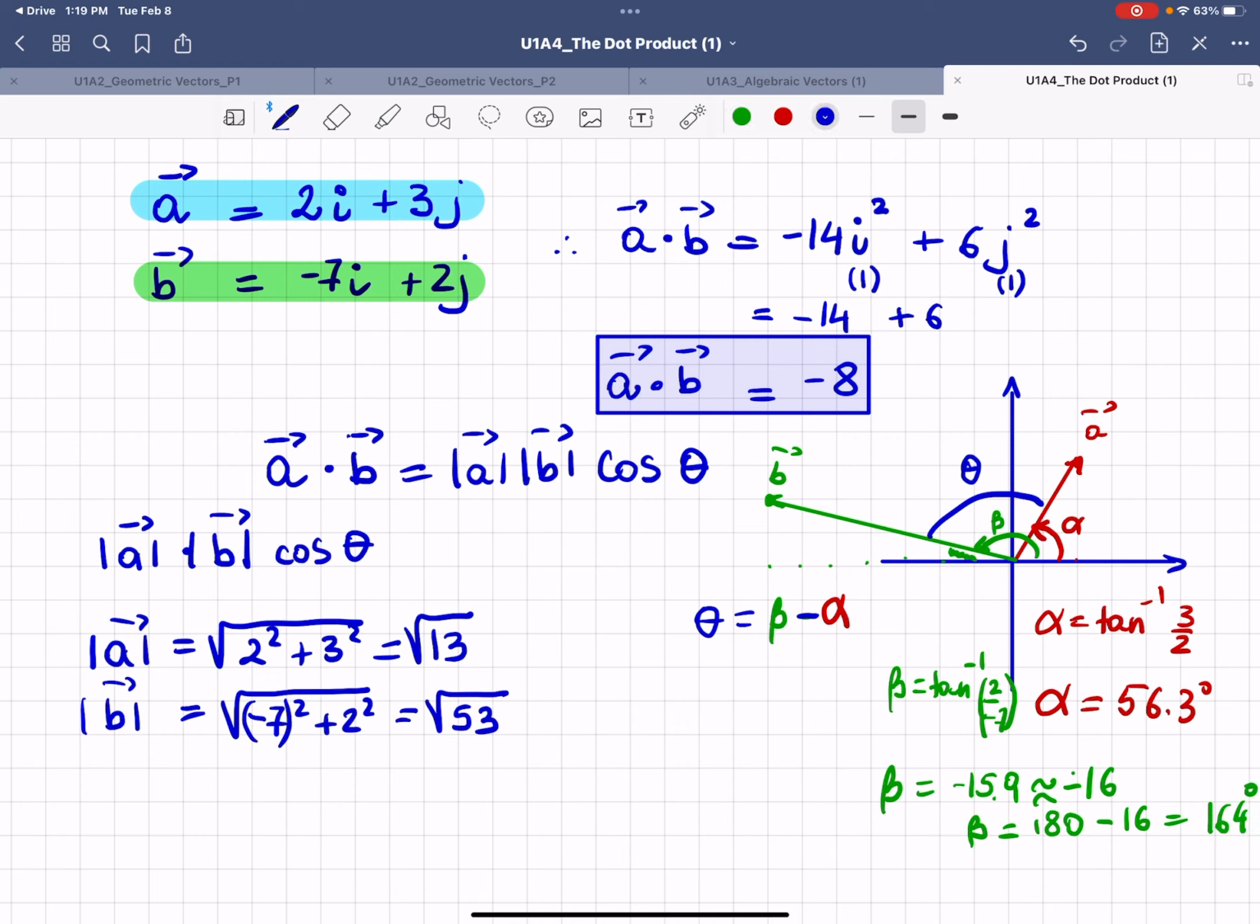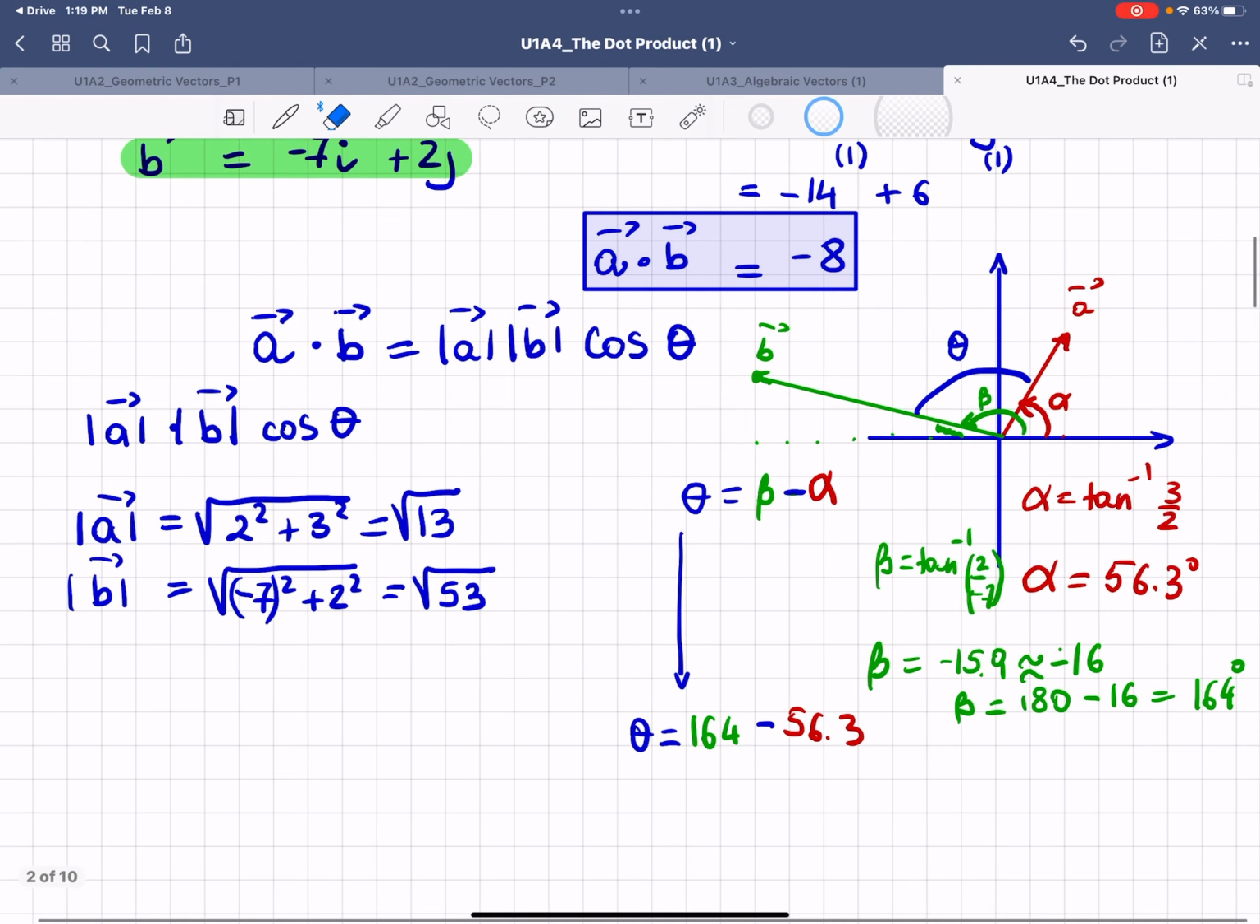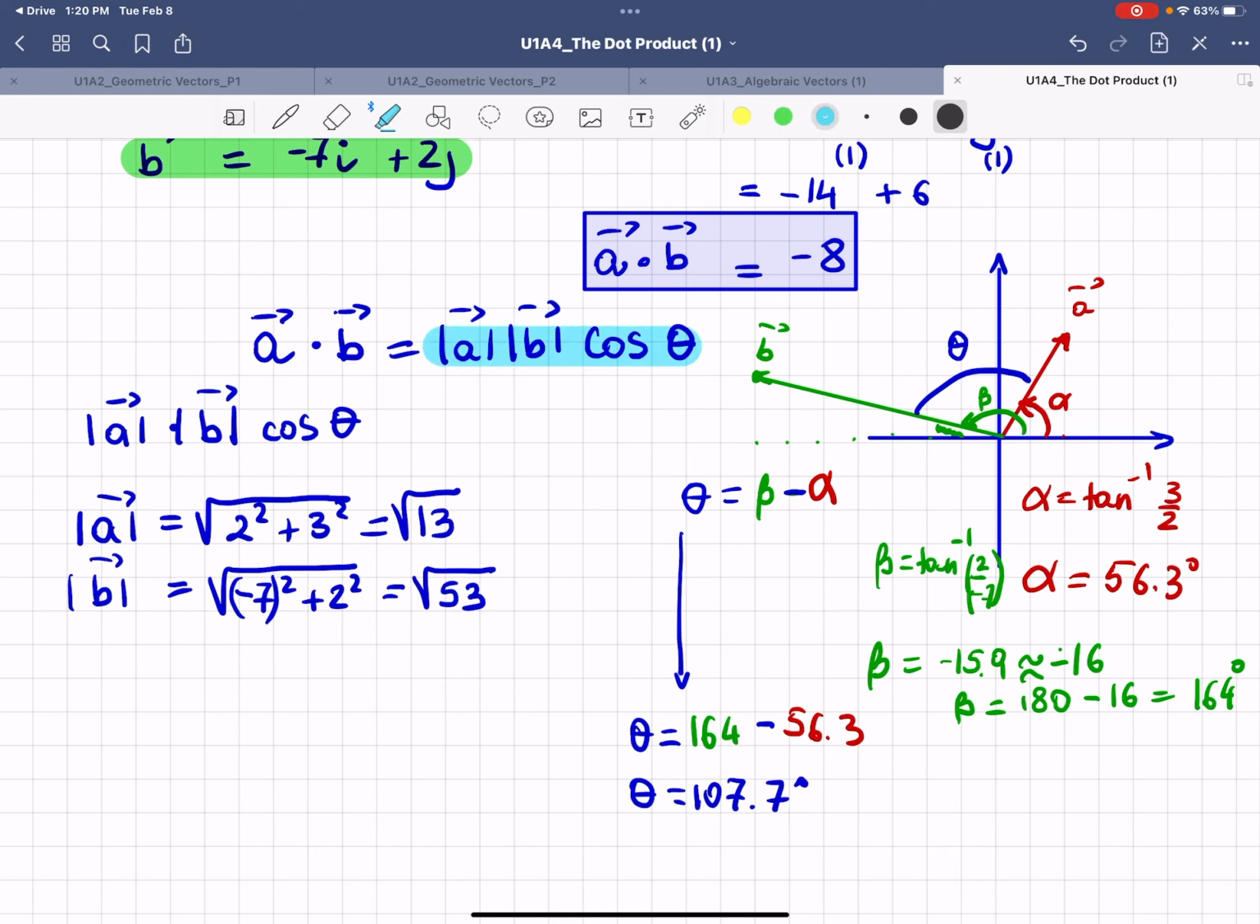So angle theta must equal 164 minus 56.3, and that is about 107.7 degrees. That's angle theta. So now we're ready to find the value of A times B times cos theta, because we know A, we know B, and we have finally figured out what theta equals, 107.7. Let's check and see if we get the same answer.